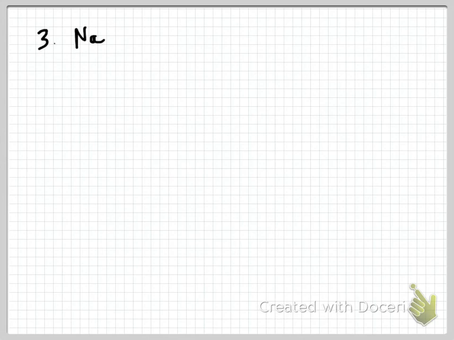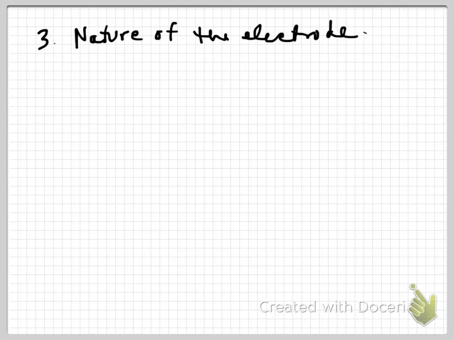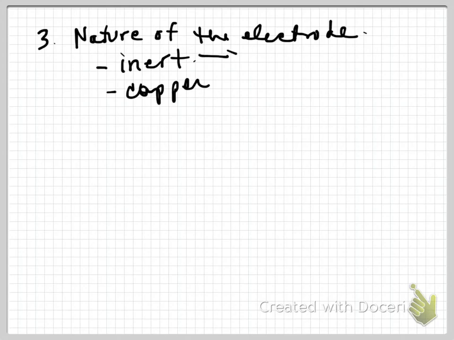The nature of the electrode is also going to matter. Okay, you know, the difference between inert versus, say, copper. Spell copper right. If you use inert and you're plating out copper, once you use all the stuff in the solution, it's going to stop because you used it all. Okay, that will end this screencast.